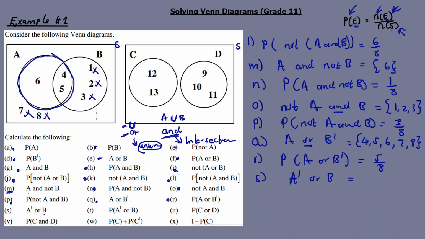Since it's all, we unite all the outcomes. We write down everything, including the ones on a double mark. So it's 1, 2, 3, 4, 5, 7 then 8. The probability of A or B is equal to 1, 2, 3, 4, 5, 6, 7, so it's 7 over 8.